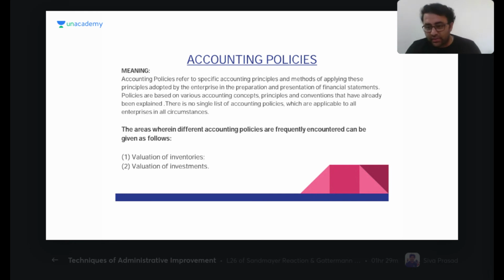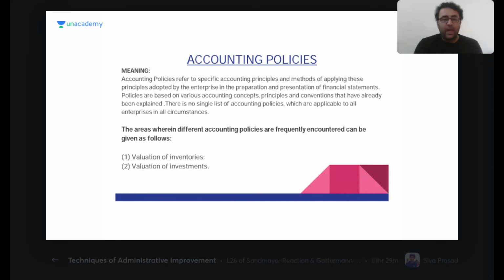Ali, what is your question? Changes can be done retrospectively or prospectively? Changes have to be done prospectively. You cannot change the policies and procedures of previous years. It has to be only moving ahead. You can't do it for the previous period.